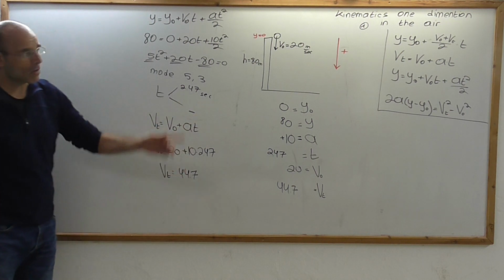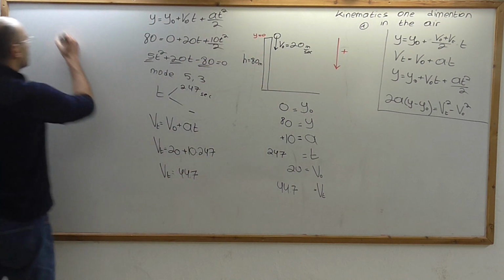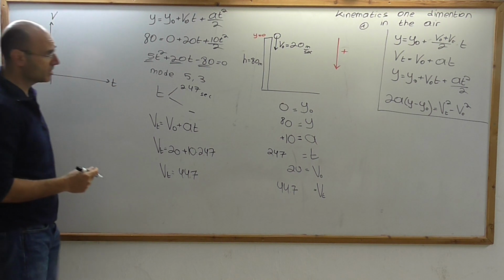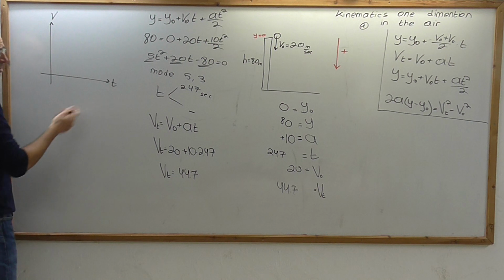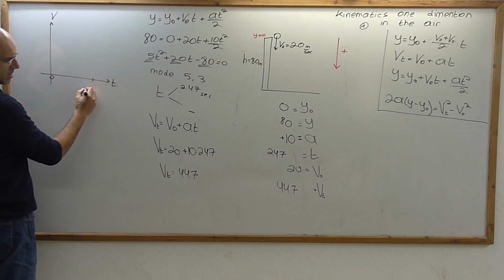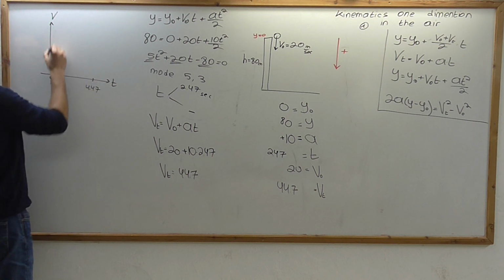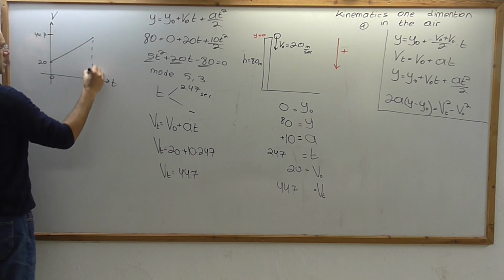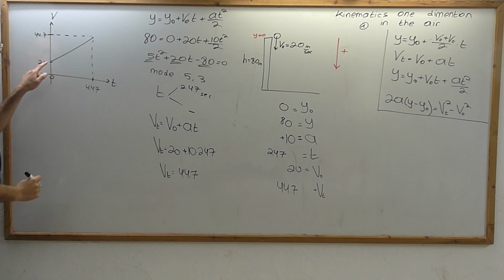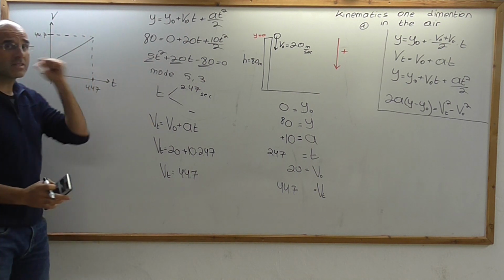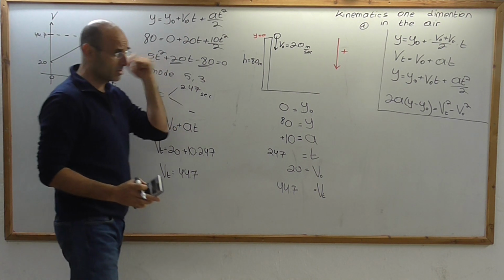So now I know everything about this object. If I want to draw this graph, velocity versus time, let's put the numbers here. We have t0 and t, 4.47. The initial velocity was 20. Final velocity was 44.7, and it will be like that. This is the graph.